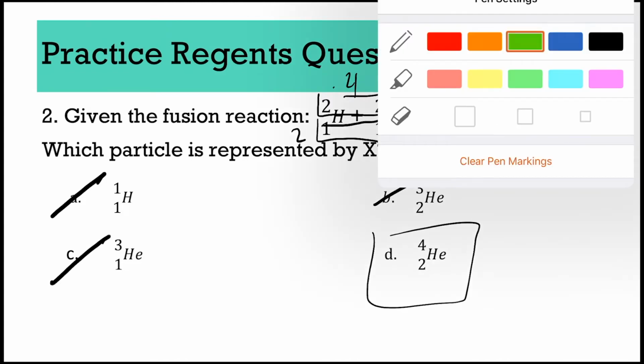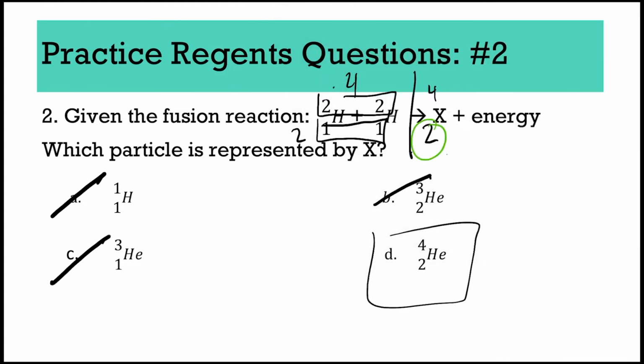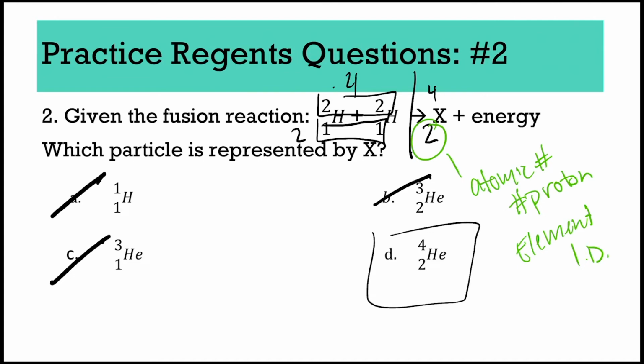One of the important things to point out though, this bottom number, remember, is your atomic number, okay? And that's the number of protons, and it's also the element ID number. So remember, no two elements have the same atomic number. So this number tells you on your periodic table what element it is.